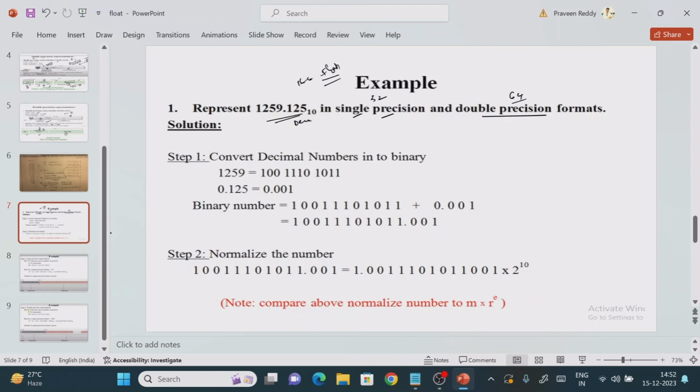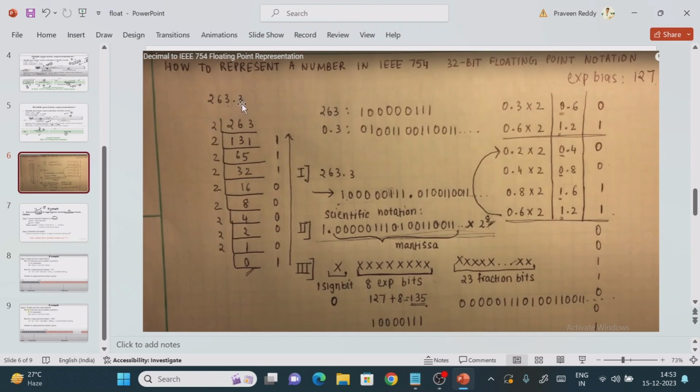The first step is, whatever the number system is, we need to convert it into binary representation. For example, we have two parts: the integer part and the fractional part. The integer part can be solved by using the division method. The fractional part can be solved by using the multiplication method.